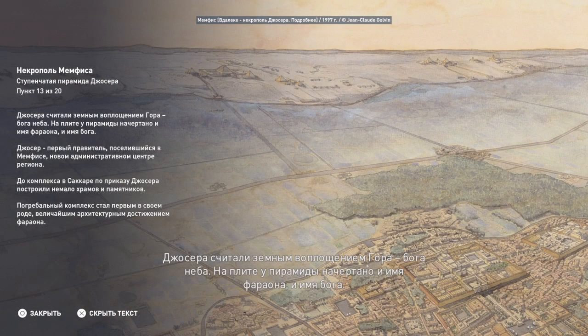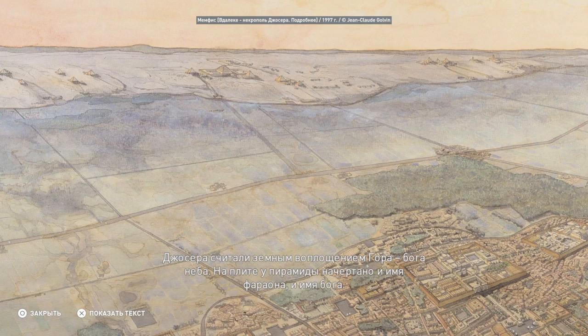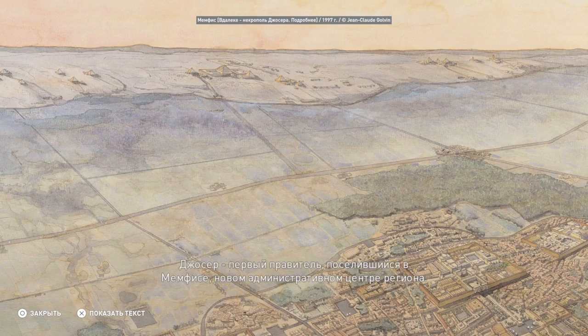Djoser was associated with the sky god Horus in his human form. A plinth near the Step Pyramid is inscribed with his name and associated with Horus. He was the first to reside in Memphis, making it the central hub of government for the region. Djoser was known to have built many temples and monuments before the complex at Saqqara. The funerary complex was the first of its kind, and would mark Djoser's greatest architectural achievement.